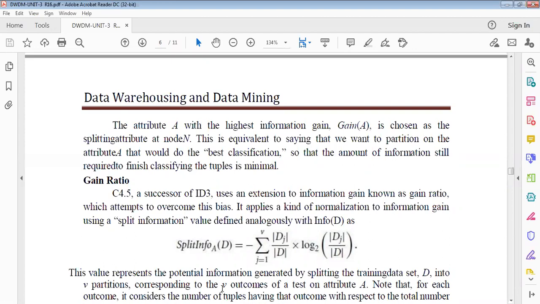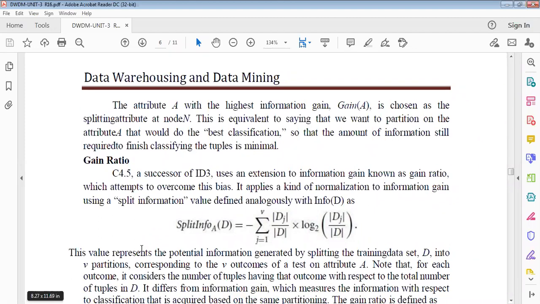SplitInfo of D is equal to minus the summation from j equal to 1 to v of modulus of Dj by modulus of D, multiplied by log base 2 of modulus of Dj by modulus of D. Both are moduli. That is the gain ratio you have to find out. We simply call it C4.5.